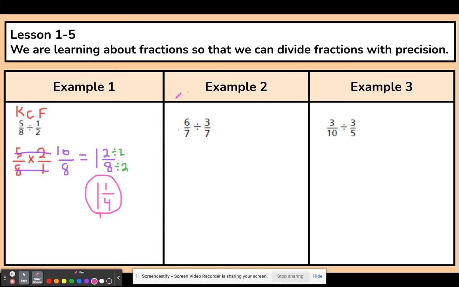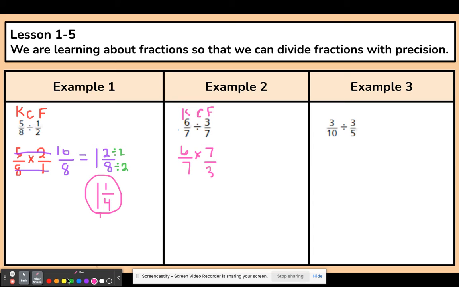So let's practice this skill over here. So once again, you notice this division. So we are going to keep, change, flip. And I'm going to show you a trick on this one. So watch. All right. So I'm going to keep the first fraction. It is 6/7. I am going to change this to multiplication. And I am going to flip the second fraction upside down.